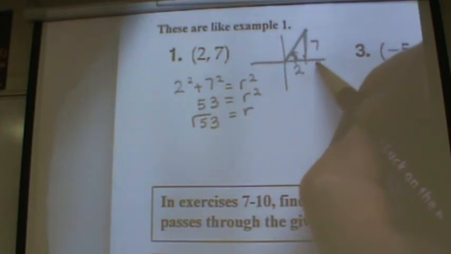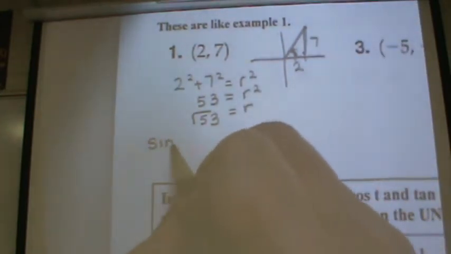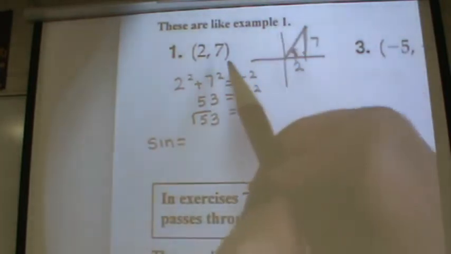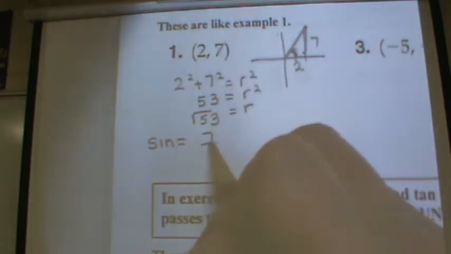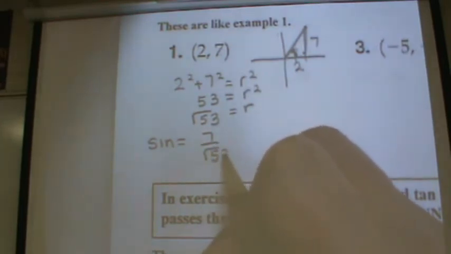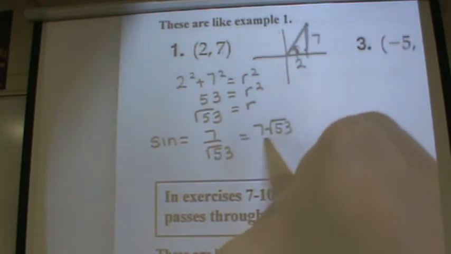So now we need the sine, cosine, and tangent of the angle that's created in standard position and passes through this point (2, 7). So how do you do sine? What is the definition of sine? It's y over r. So it's 7 over root 53, and yes, you're going to rationalize it. 7 root 53 over 53.